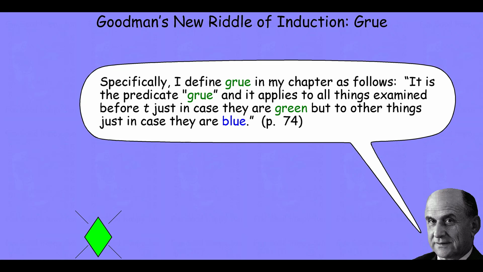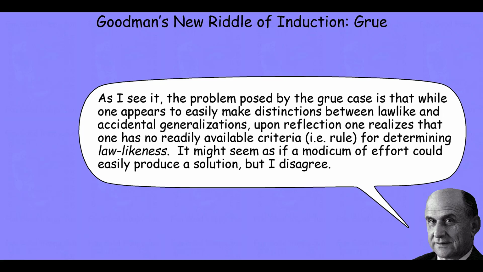It is the predicate grue, and it applies to all things examined before T, just in case they are green, but to other things, just in case they are blue. As Goodman sees it, the problem posed by the grue case is that while one appears to easily make distinctions between law-like and accidental or contingent generalizations, upon reflection one realizes that one has no readily available criteria, that is, any rule for determining law-likeness. It might seem as if a modicum of effort could easily produce a solution, but Goodman tells us he disagrees.